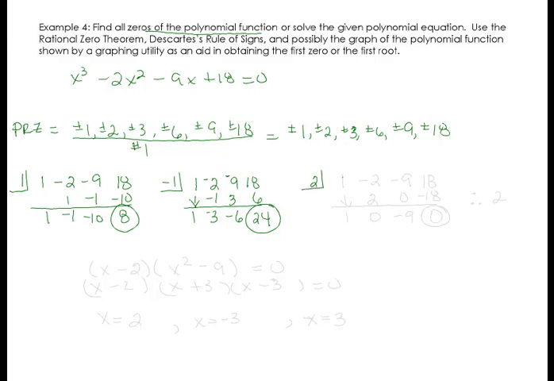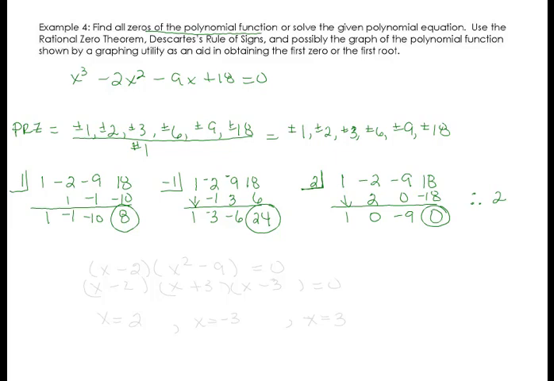Now let's test 2. We have 1, negative 2, negative 9, and 18 again. Bring down the 1. 1 times 2, we have 2. Add 2 to negative 2, we have 0. 0 times 2, we have 0. Add that to negative 9, we have negative 9. Negative 9 times 2, that gives us negative 18. Add that to 18, we have 0. Therefore, 2 is our actual zero.